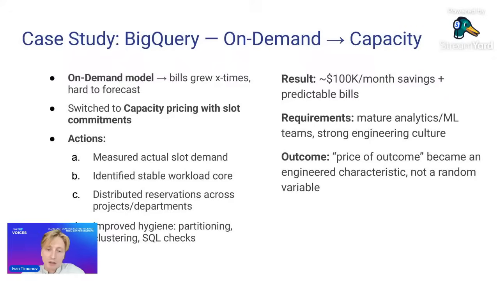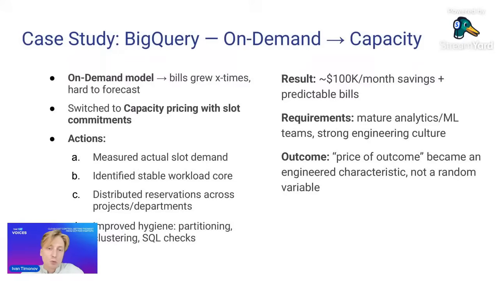Now a case study. One of the examples from my practice of significantly reducing costs was the transition from the on-demand pricing model in BigQuery to the capacity pricing model. As with many startups, for us it was completely normal to use the on-demand pricing model, but only until BigQuery bills started to grow several times over and it became increasingly difficult to forecast expenses. At that point, we realized we needed to move to capacity pricing with slot commitments.